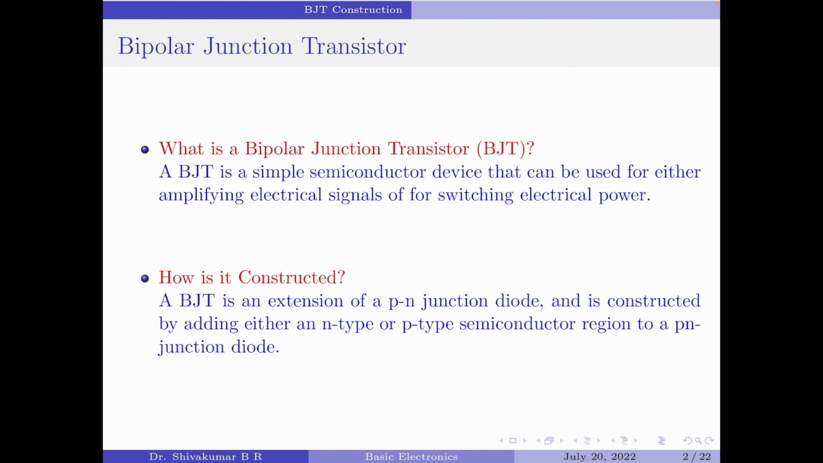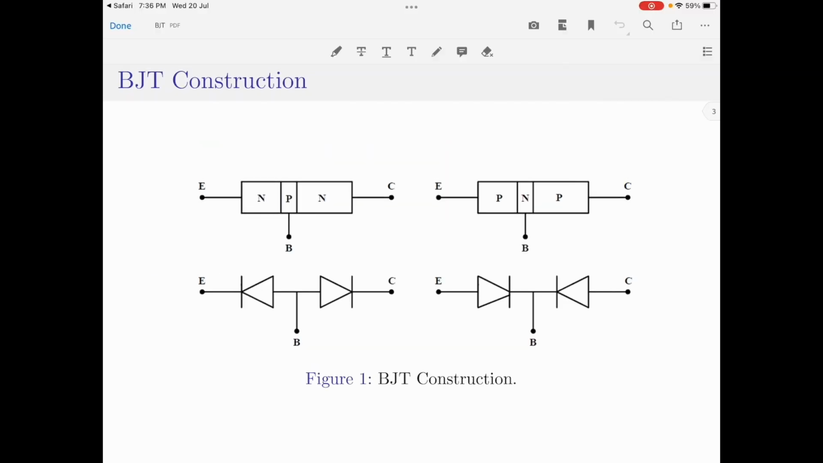Coming back to the topic of this discussion, we learned that a BJT is simply an extension of a PN junction diode and is constructed by adding either an N-type or P-type semiconductor region to a PN junction diode. Let us look at how this is done. Figure 1 here indicates a BJT construction. Let us start by considering a simple PN junction diode, which is this part of the device.